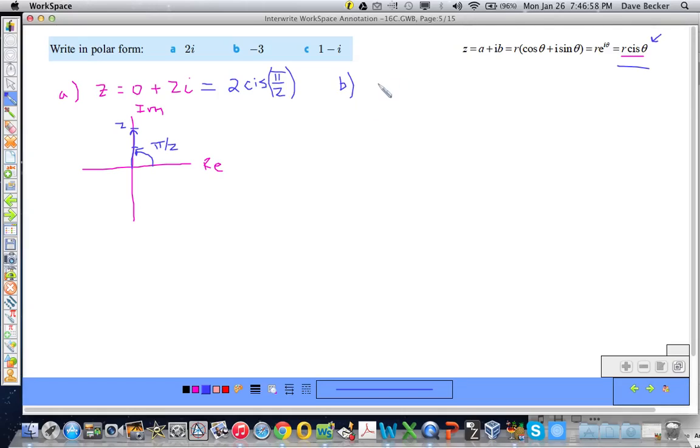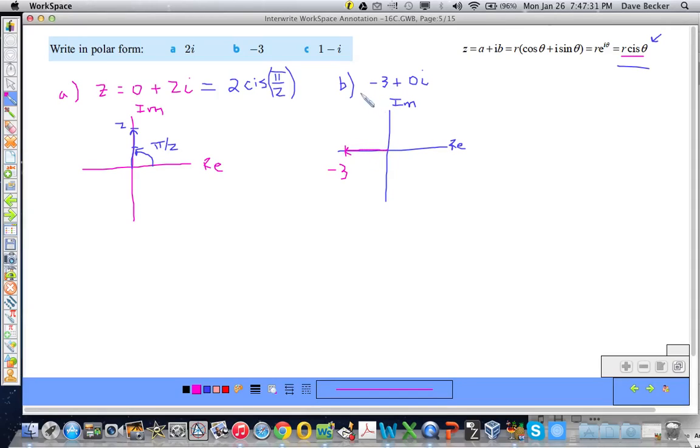Negative 3. Well, that's negative 3 plus 0i. And I could write equals z, but I think we got it figured out. So negative 3, if this is real, this is imaginary. We're going to go pink here. That would just be this vector right here, wouldn't it? Out to negative 3. Are you with me? So my r is 3. Clearly it's of length 3.